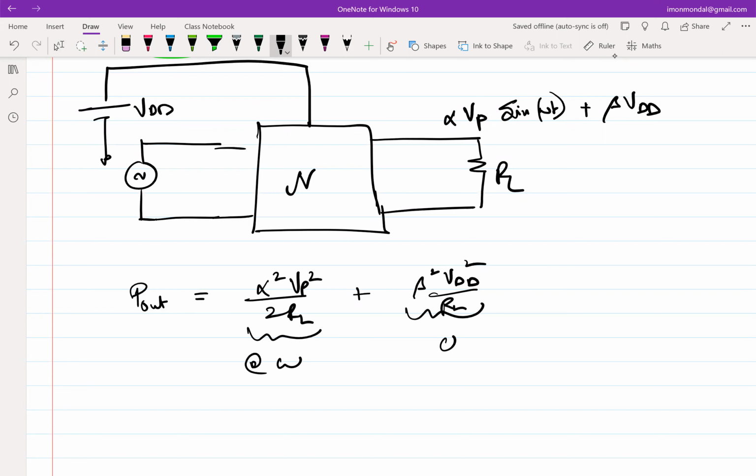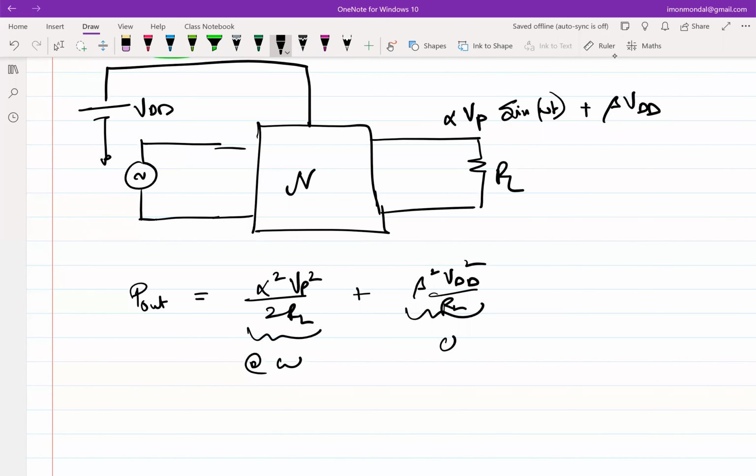So what do I want? I want the power at omega to be higher than the previous case, right? But as you see, even if I am putting in a battery of VDD, the output is still the same, right? Superposition. So I'm not really benefiting by adding a battery. I'm benefiting in terms of total power, but I'm not benefiting in terms of the power at omega, right? Does that make sense?